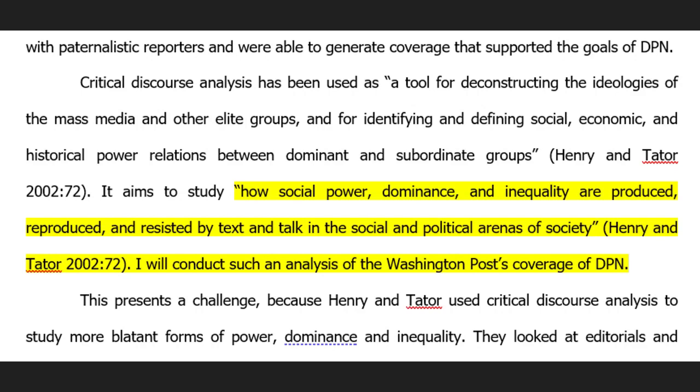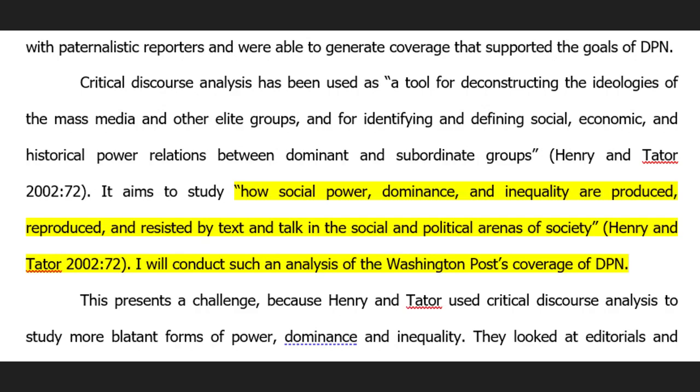The thing that I pulled from that one source was the methods those authors used, and that method was critical discourse analysis. Again, I'm not going to say much about the content, but just to go through this quickly, critical discourse analysis is about taking a close look at the vocabulary that's used, usually in media sources, the vocabulary used to portray groups of people, and that's done in order to study, a quote from that source, how social power, dominance, and inequality are produced, reproduced, and resisted by text and talk in the social and political arenas of society. So that's straight from that source that I quoted, Henry and Tator, 2002.